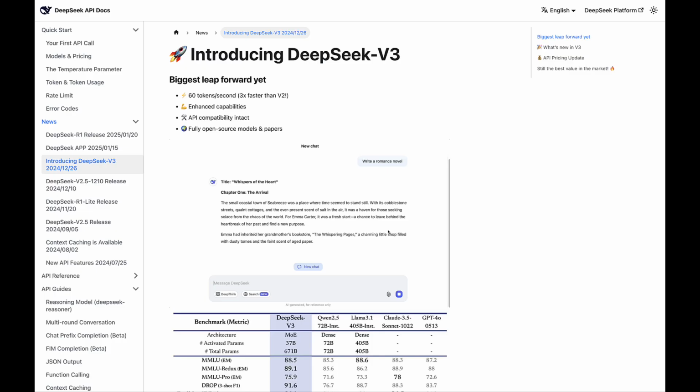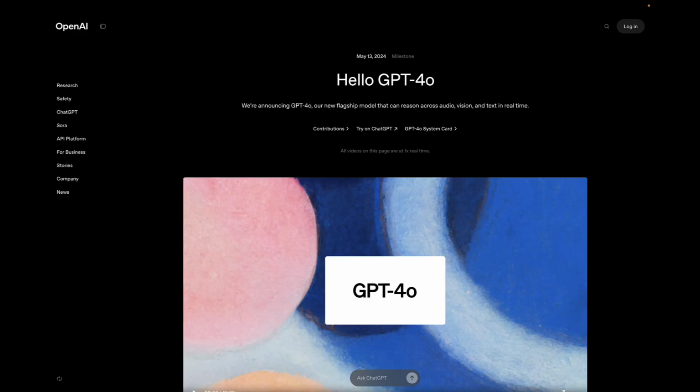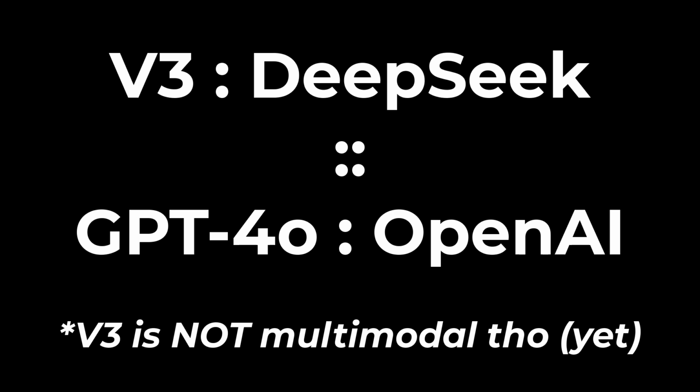And for fun, even though it's not a part of the R1 series, we're also going to be comparing DeepSeek V3 with OpenAI's GPT-4o, because GPT-4o is the OpenAI model that's most similar to DeepSeek V3.